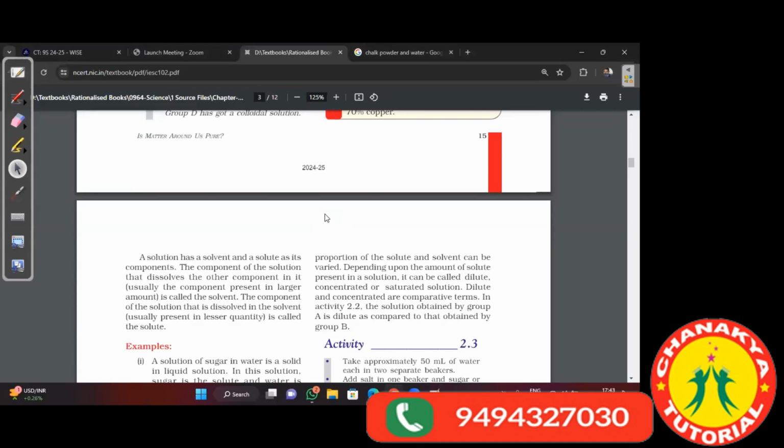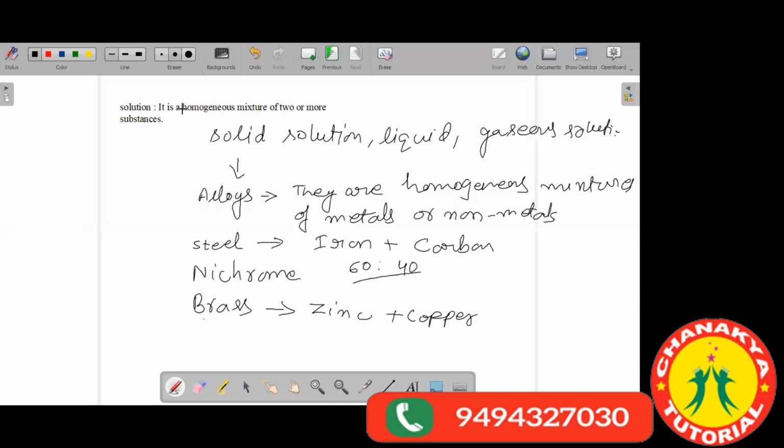Now every solution has two parts, a solute and a solvent. Right? So a solution has two parts, a solute and a solvent. Now we have to define what solutes and solvents are. So a solution consists of solute and solvent.